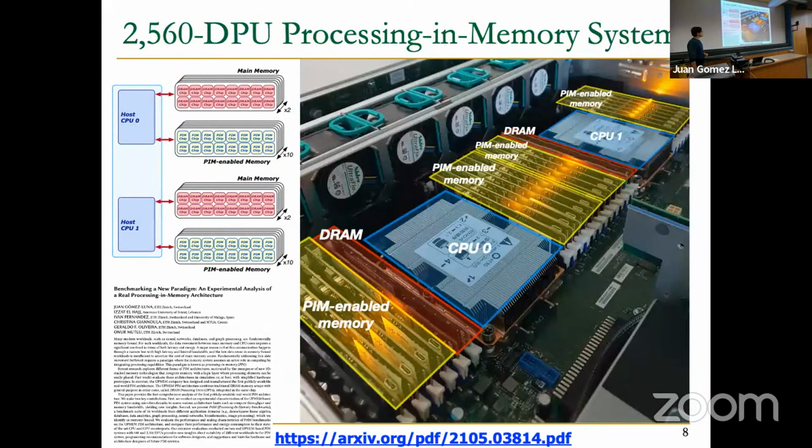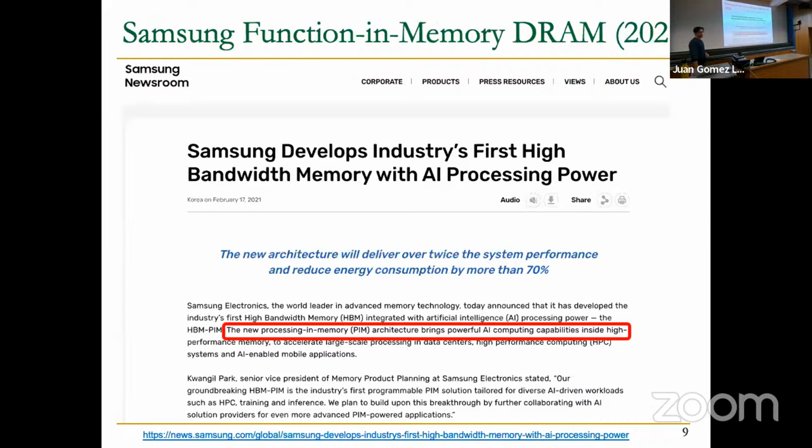This is the picture of the dual socket system that we have used in our studies, where you can identify the 2 sockets, CPU 0 and CPU 1, and then a few DIMMs of DRAM that still are used as the main memory of the system, and then the PIM-enabled memory, those other yellow color DIMMs that you see on the screen, and they behave as an accelerator in this computing system, as we are going to describe as well in this lecture.